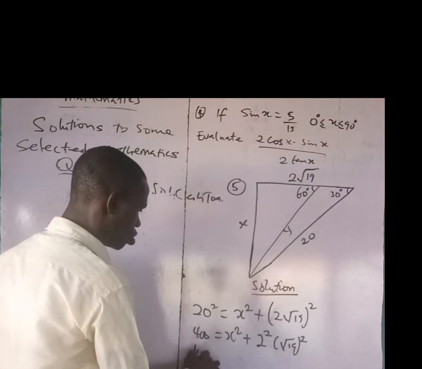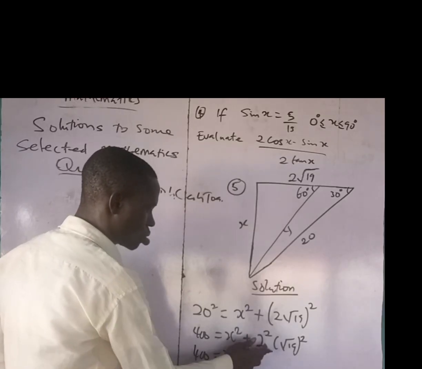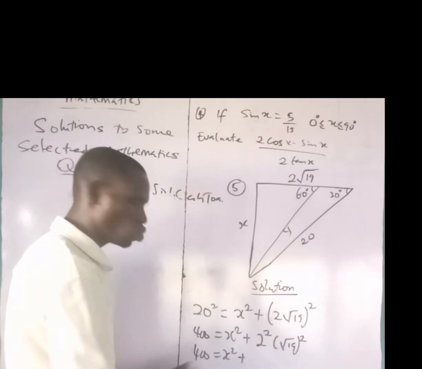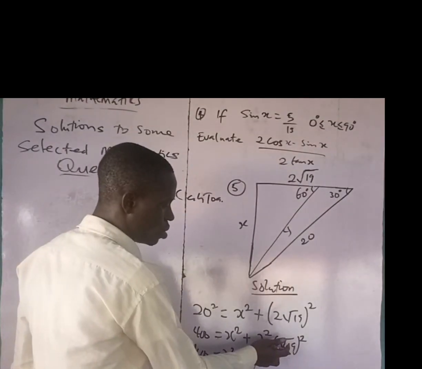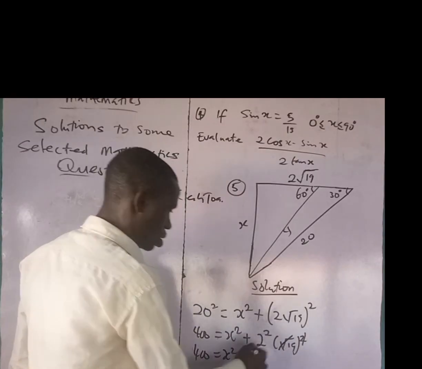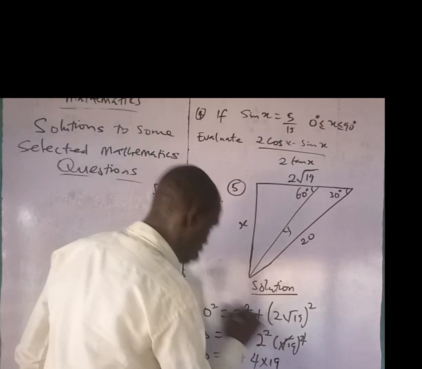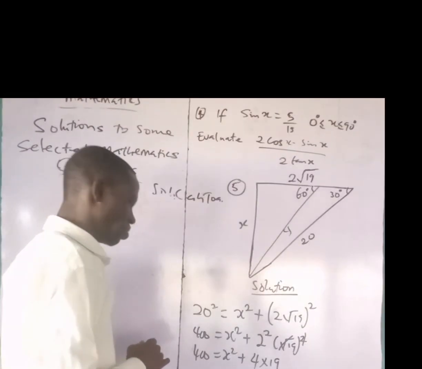So you have 400 = x² + 2², which is 2 times 2, which is 4. This one is squared, this is a square root, the square cancels the root, then you now have times 19. Is that clear? Very good.